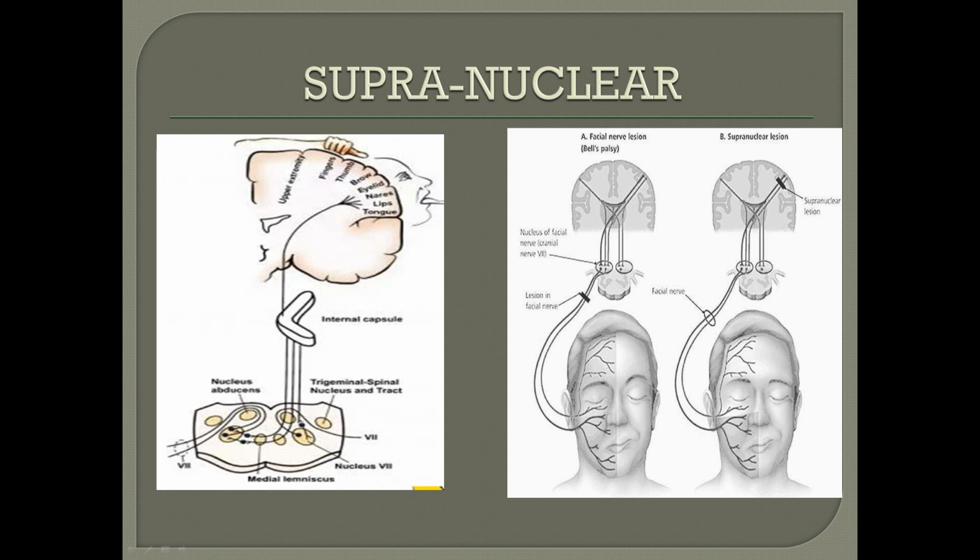An important thing about this, as I already told, is bilateral innervation. It receives maybe one-third from the ipsilateral side, but the majority is from the contralateral side. So, if there is any lesion in the supranuclear part, because of bilateral innervation, there is sparing of the forehead muscle. This is the importance of this part.